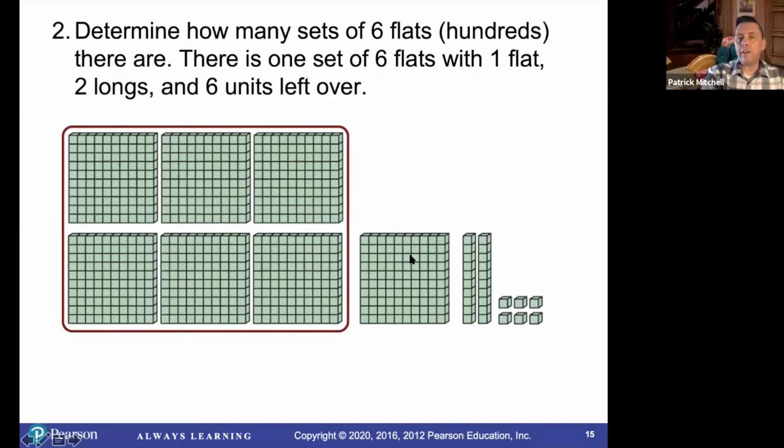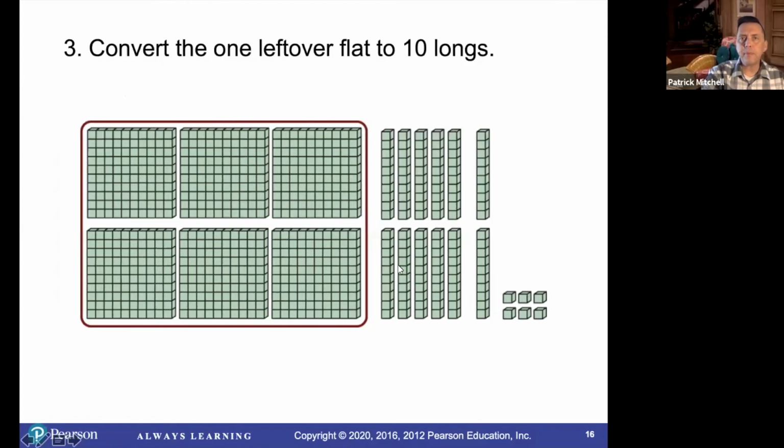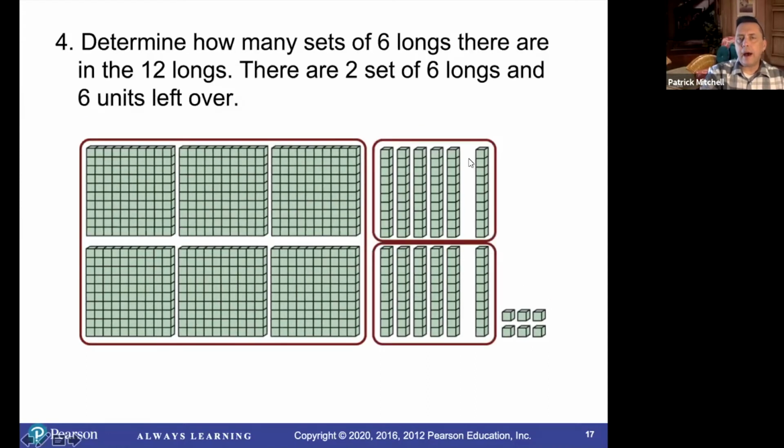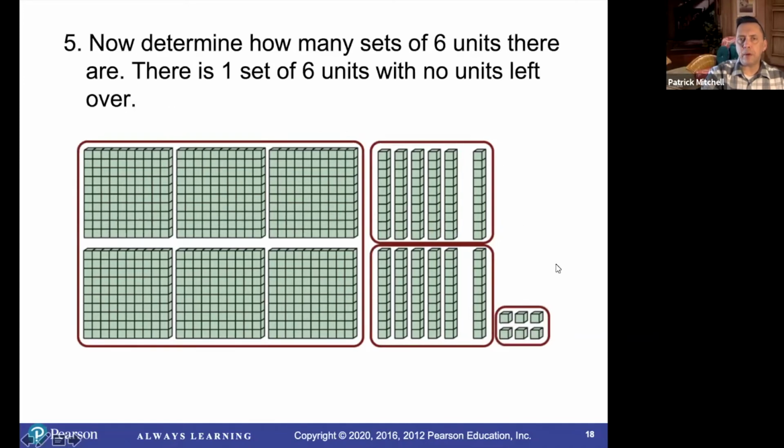So now I want to continue dividing this by 6. What I'm going to do next is take this flat and trade it in for 10 longs. Now I can divide those 12 longs into 2 groups of 6 longs each. And it just so happens that my 6 units make 1 group of 6 units.